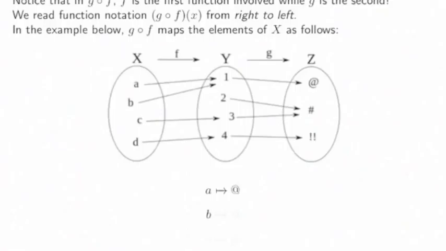B is mapped by f to 1. 1 is mapped by g to @, so the composition, g composed with f, maps b to @. C is mapped to 3 and then to the hash mark. D is mapped first to 4 and then to the double exclamation point. So that's the way our composition works. A will be mapped all the way to @, B also is mapped to the @ symbol, C to hash mark, and D to double exclamation point.